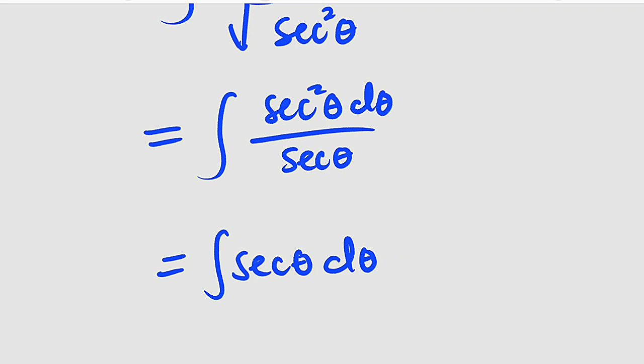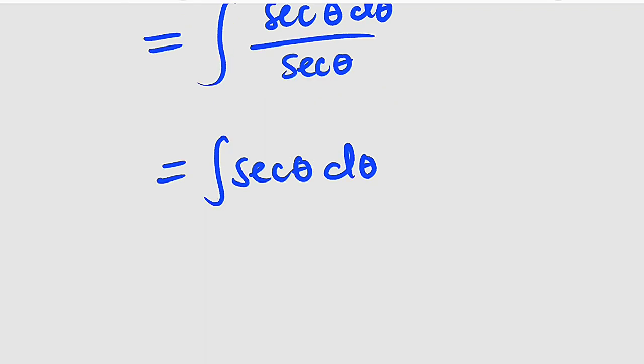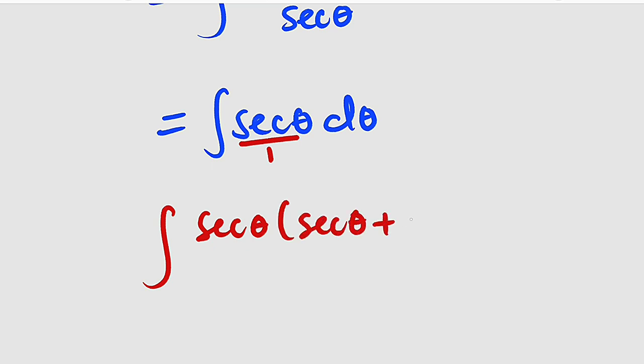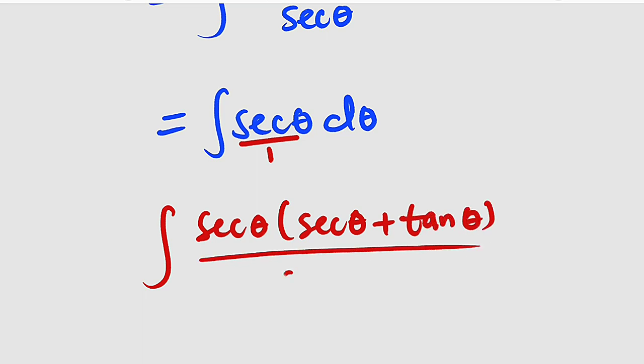So what is the integral of secant theta d theta? It is nothing but the natural log of secant theta plus tangent theta, but let me show you how. We can rationalize this as divided by 1. It won't change anything. And for equivalency, we are going to multiply the top and the bottom by secant theta plus tangent theta. So we have the integral of secant theta multiplied by secant theta plus tangent theta, divided by secant theta plus tangent theta d theta.